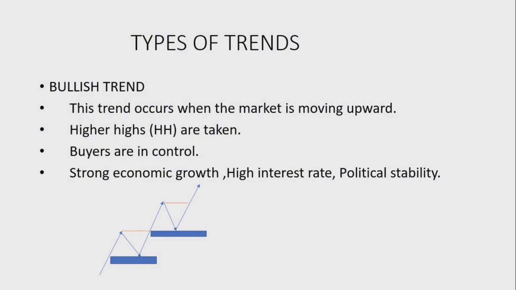In the case of a bullish trend, the trend occurs when the market is moving upward. That means the higher highs are taken. So firstly, in order to distinguish whether the market is in a bullish trend or a bearish trend, you should look at which liquidity level is taken, the higher highs or the lower lows. After identifying the higher highs and the lower lows, you will look at which one the market is in favor of taking. If it takes the higher highs, the market is in a bullish momentum or a bullish trend. So in this case, the buyers are in control. The buyers are stronger than the sellers.